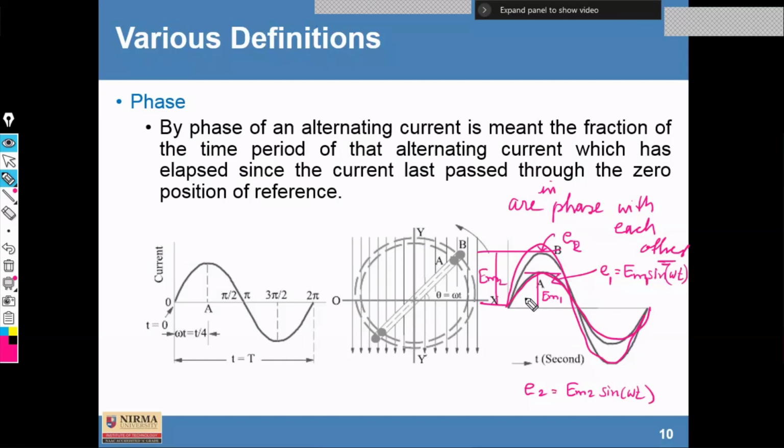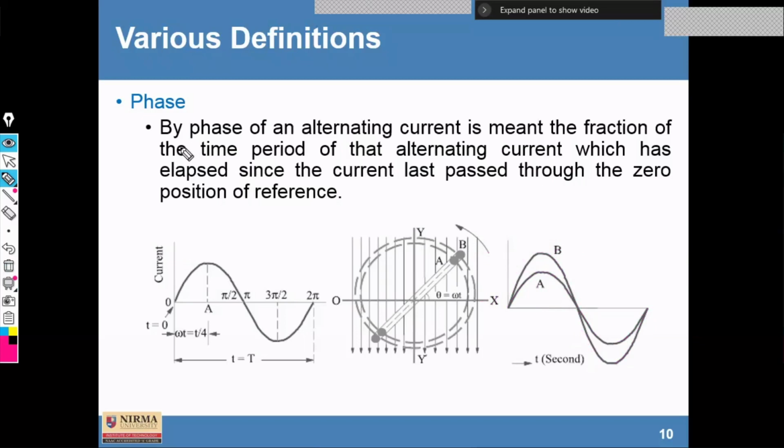Okay. So if you want to write the definition of phase, then this is the definition of phase in words. By phase of an alternating current or voltage is meant the fraction of time period. So this is a time period. So fraction of time period of that alternating current which has lapsed since the current last passed through zero position of reference.